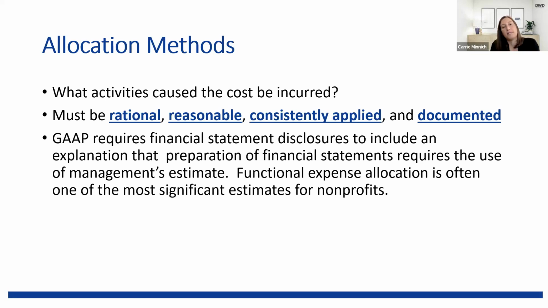The allocation of expenses and disclosing how they're allocated is not only a requirement of GAAP. If your financial statements are on the cash basis or the modified cash basis, you will also have to follow these rules. And again, this additional disclosure of how you're allocating these expenses just shows additional transparency about the financial practices of the organization. So this is why it's so important to have an allocation method in place, so that not only can you properly allocate expenses, but you can disclose what that policy is. So let's take a little bit more look into what rational, reasonable, consistently applied, and documented means.